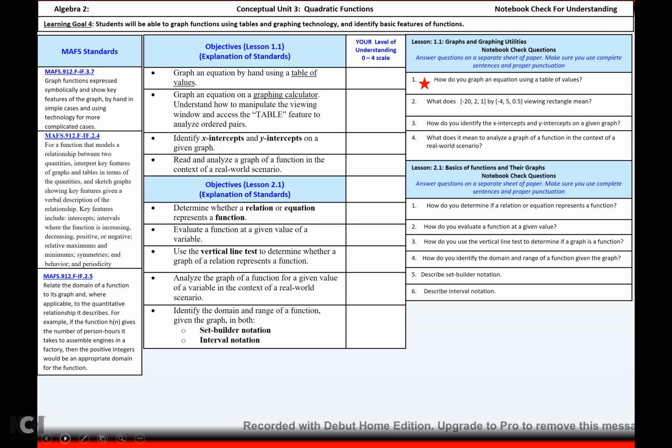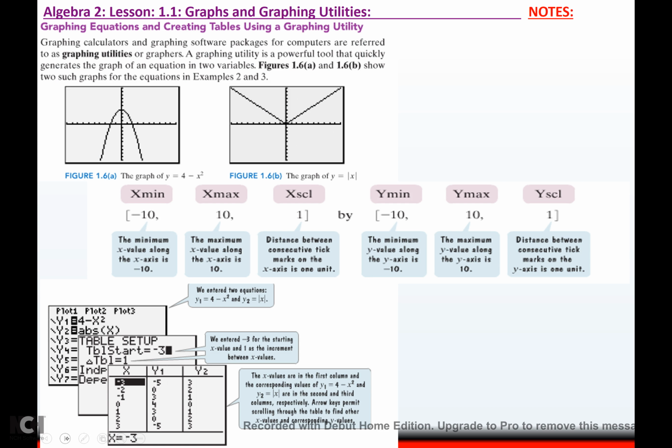Okay, so how do you graph an equation using a table of values? You substitute x's and get y's, plot, and connect. Elaborate, but that's the gist of it.